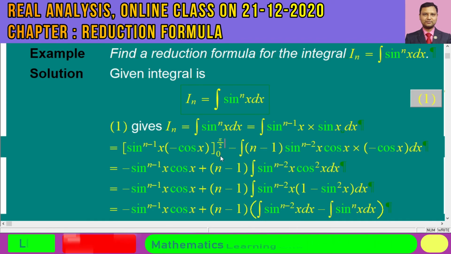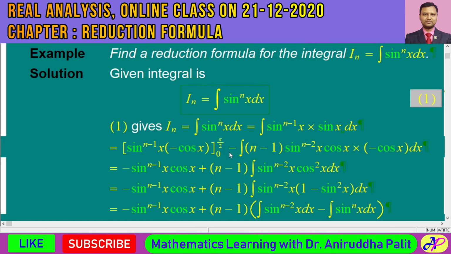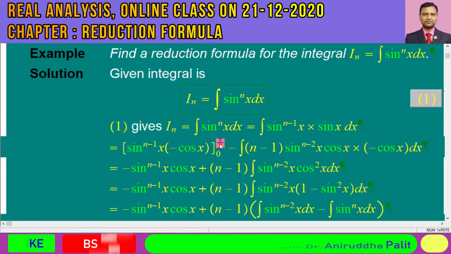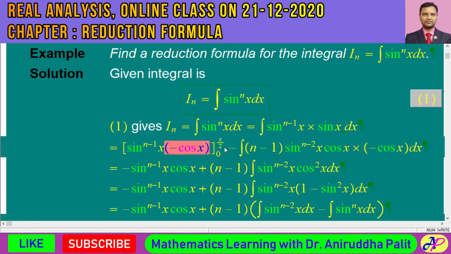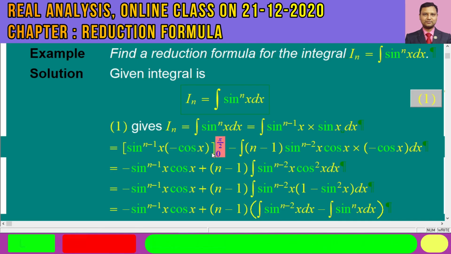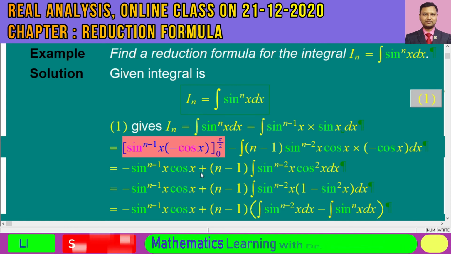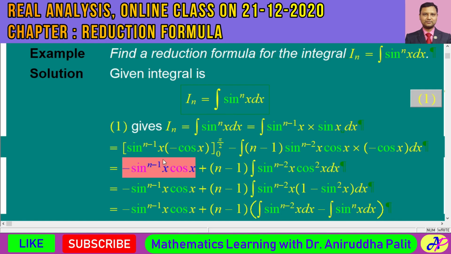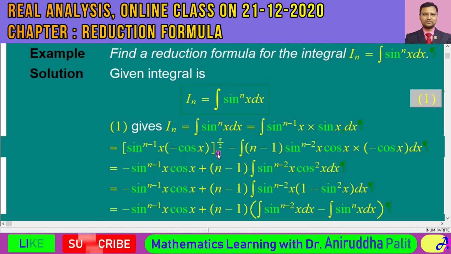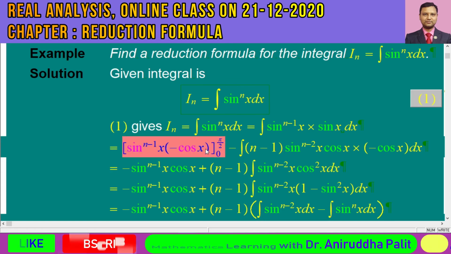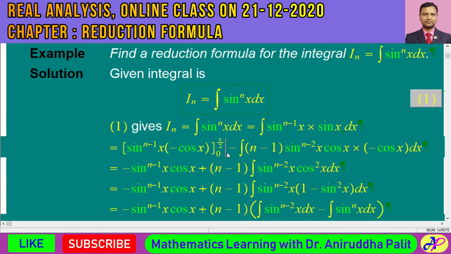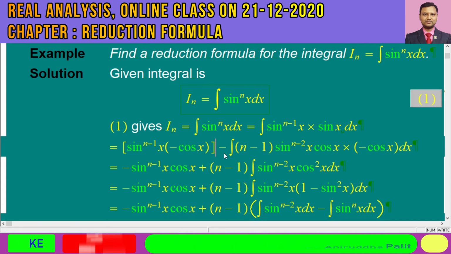So sometimes what happens is that, due to the application of this lower and upper limit, you see over here at the lower limit x is equal to 0, this sine of x would become 0, and at the upper limit x is equal to pi by 2, cos of x would become 0. Therefore, it would sometimes be advantageous to use this kind of lower and upper limit, because ultimately you will find that this first term would vanish by putting in the lower limit and upper limit. So sometimes the computation becomes a bit easier in the case of a definite integral.